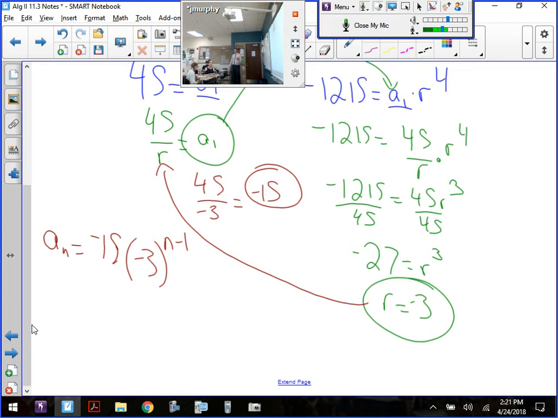Yep, this would be alternating because you got the positives and negatives. That's how your n minus 1 creates the positives and negatives. That's exactly how it works.